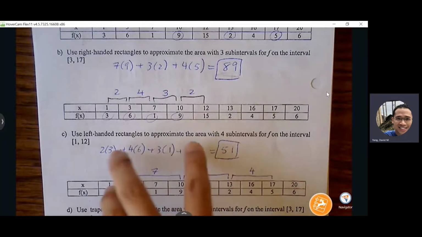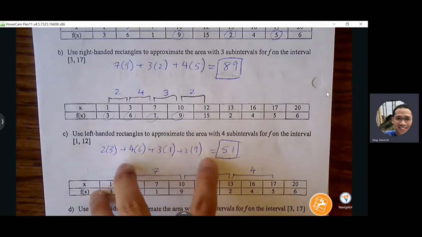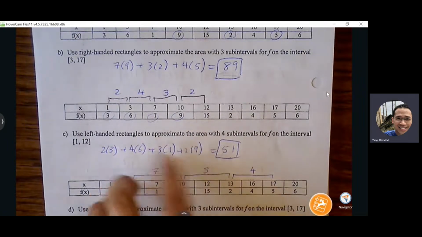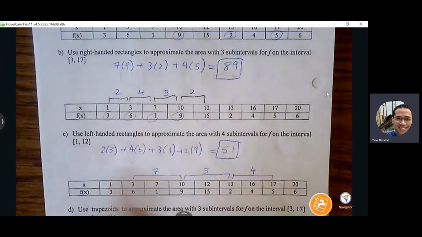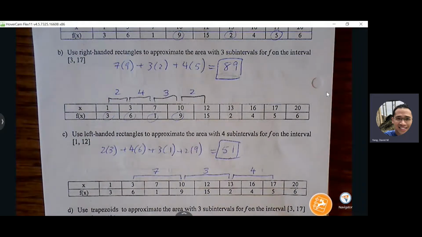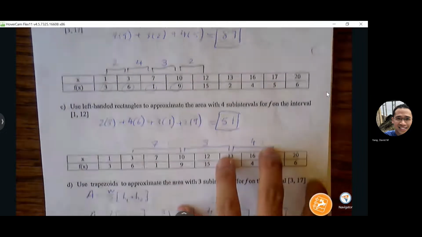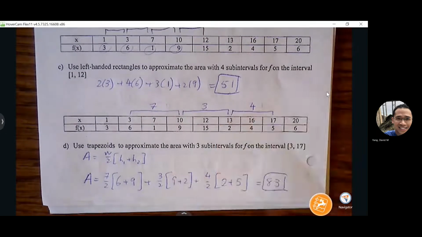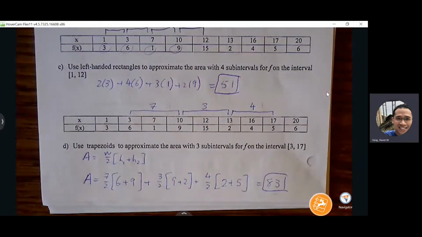Third subinterval, part C, you should get 51. Make sure that for your heights you're looking at the second row, that you're not accidentally pulling the height from the first row. The first row is just for the width. The height is going to purely come from the second row. And then part D, 83.